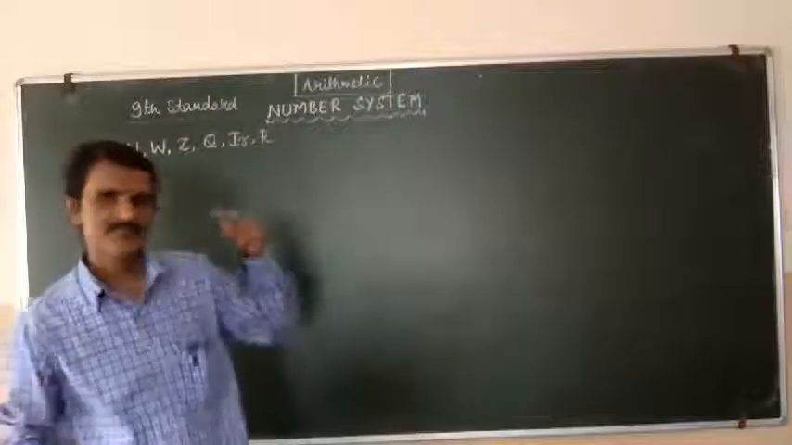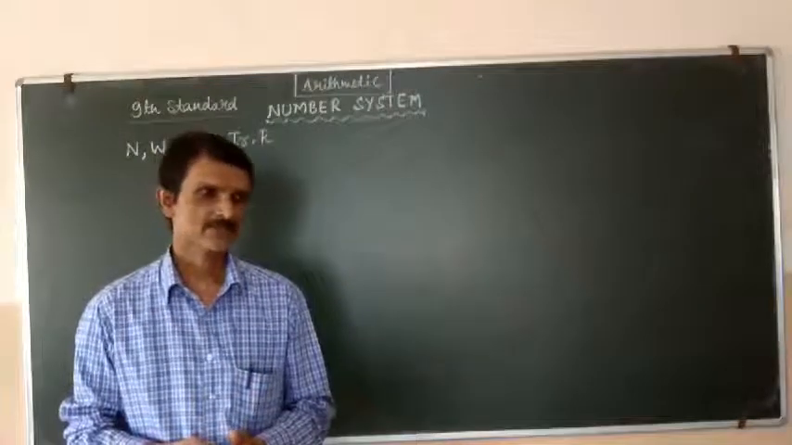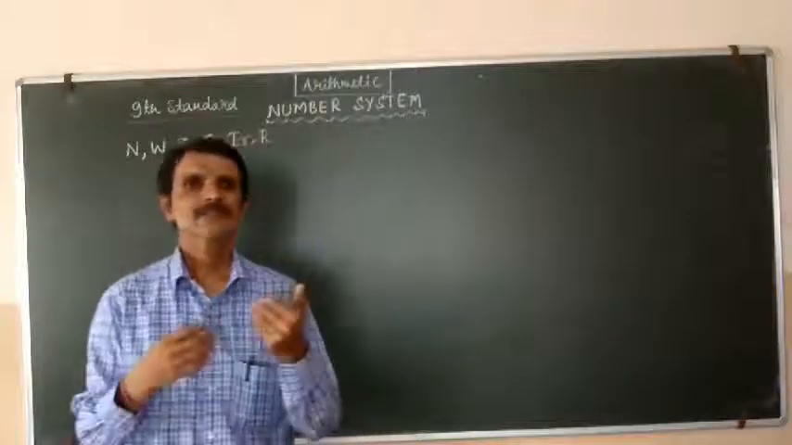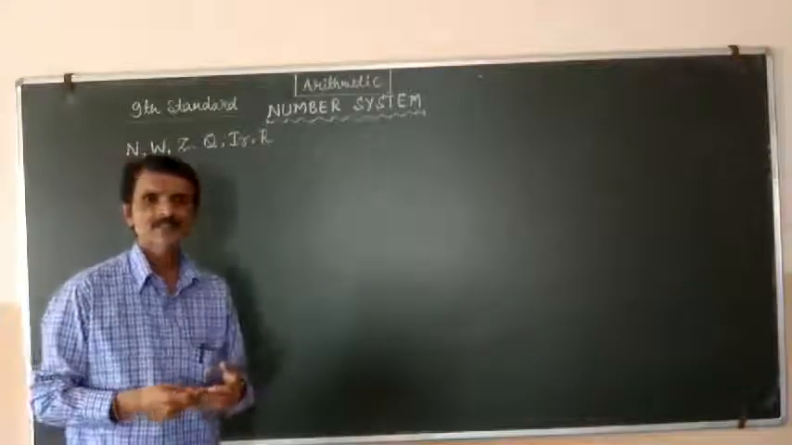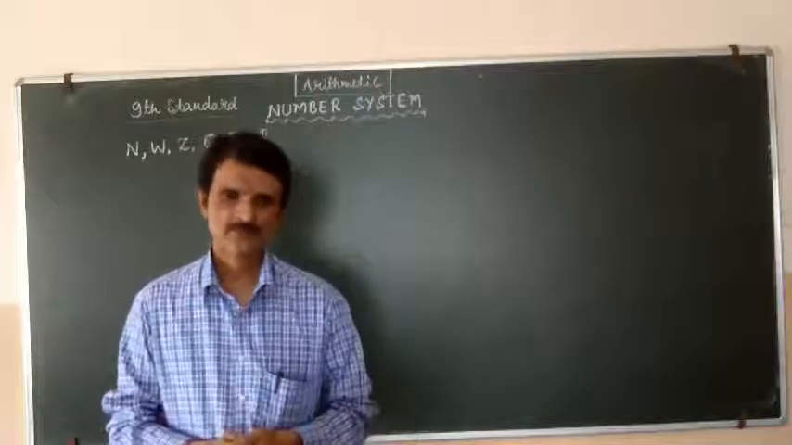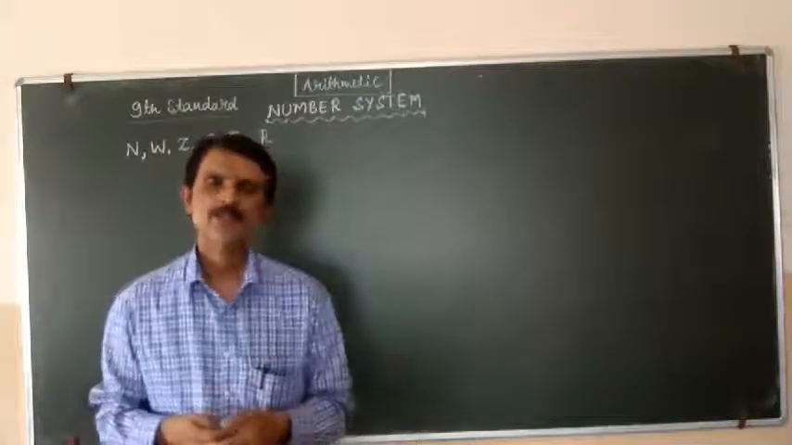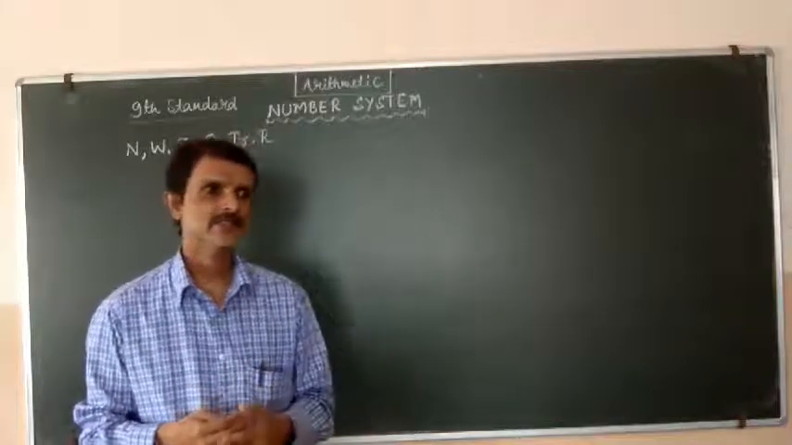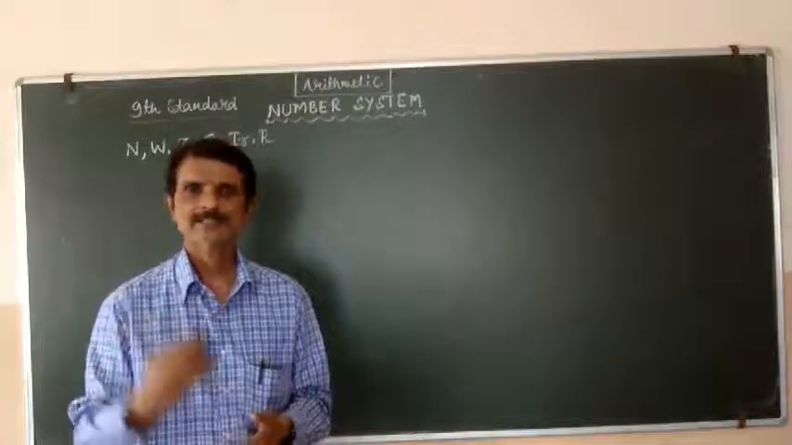So we have seen these types of sets, and also we have learned to write the rational numbers between any two numbers. How to write? In the previous class we learned how to write the rational numbers between any two rational numbers.